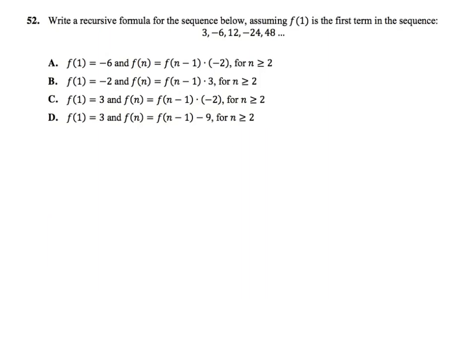52. Write a recursive formula. Oh, yay, you're so happy about this. I know, I can tell. Recursive formula for the sequence below, assuming f of 1 is the first term in the sequence. F of 1 equals, well, look, first term in the sequence is 3. Neither of these say the first term of the sequence is 3, so we can knock out A and B right away. Test-taking skills. You guys are good at this.